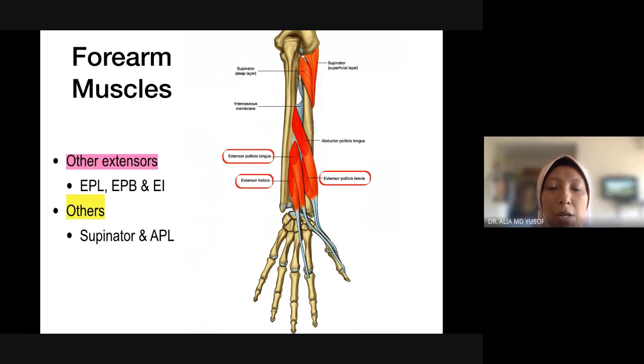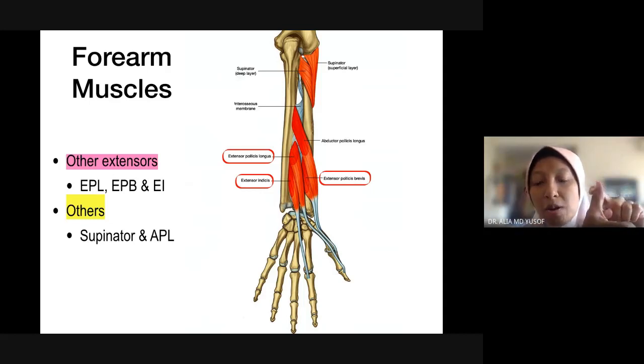Longus, dia berasal daripada interosseous membrane dan juga the lateral border of ulnar shaft, and then it inserts itself at the distal phalanx of first digit. While yang brevis, yang pendek, they insert itself at the proximal phalanx of first digit. Okay, yang panjang pergi jauh, yang pendek pergi yang dekat.